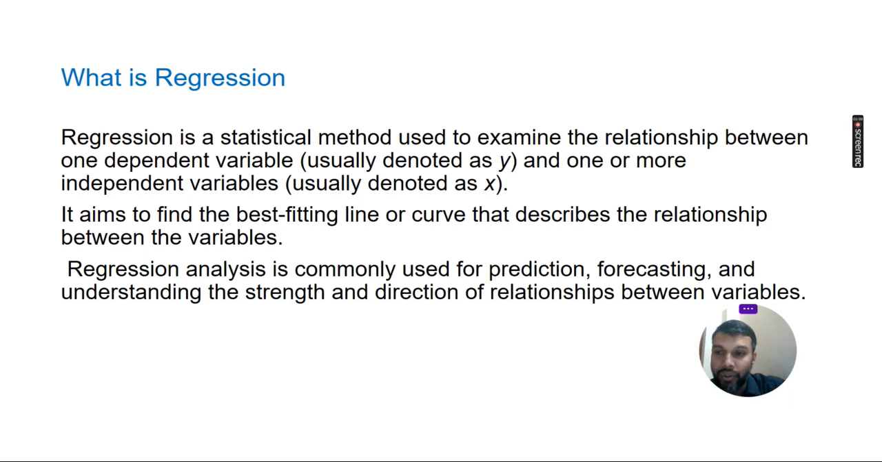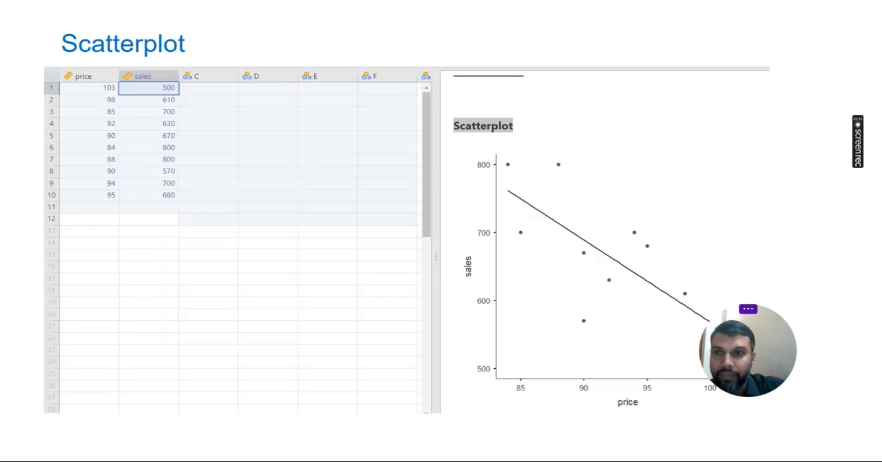So, if I have to recap, regression analysis is commonly used for predicting, forecasting, and understanding the strength and direction of the relationships. I have an example for you in the next slide. On the left-hand side of your screen, there are two variables, price and sales. The range starts from say 84 and the highest observation in price is 103, whereas for sales, it would range from 500 to 800.